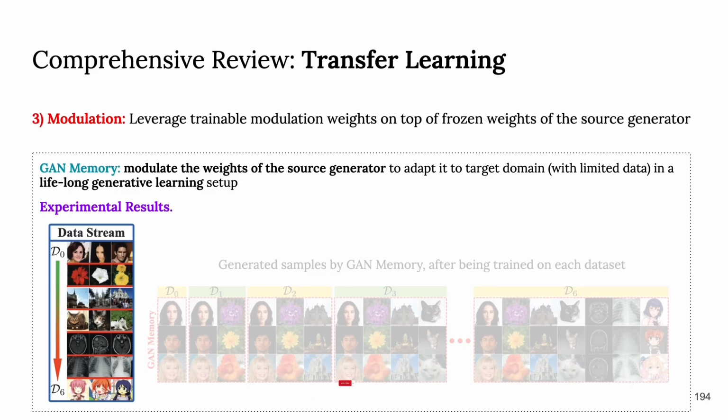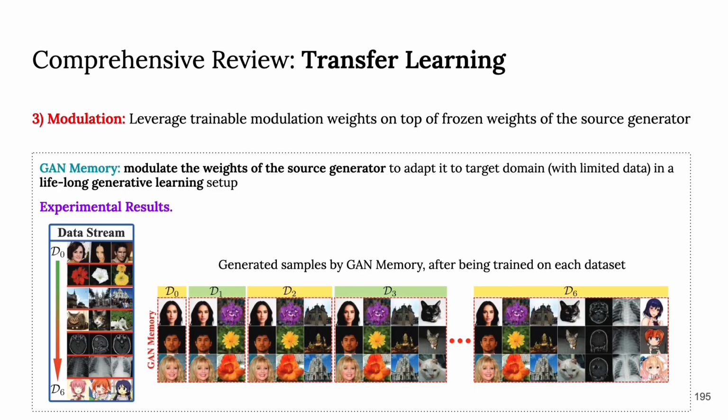For D0, they consider human faces, meaning that the pre-trained generator is trained on human faces. Then there is a generation task coming from flowers, church, cat, brain tumor, chest x-ray, and so on. And how this works: the first column is D0. This is generated images from human faces by the pre-trained generator.